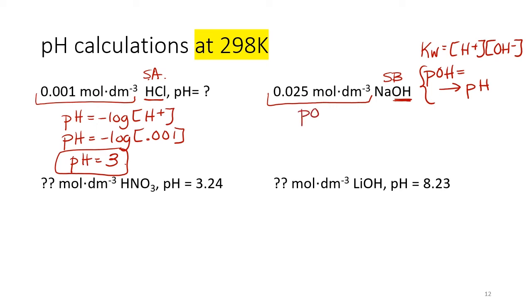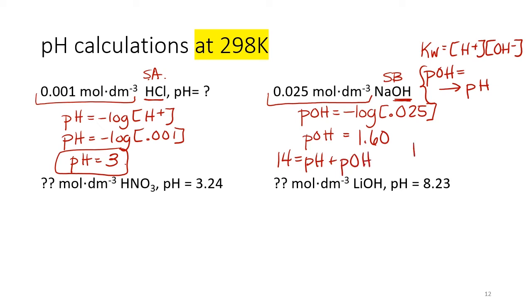So pOH, and it is important that you write this out so that you remember you're actually solving for pOH. So pOH is the negative log of 0.025. pOH is equal to 1.60. And you will recall that 14 is equal to pH plus pOH. So 14 minus 1.60 is equal to pH. So 12.40 is equal to your pH. That's a basic pH, and that makes sense since this is a strong base.